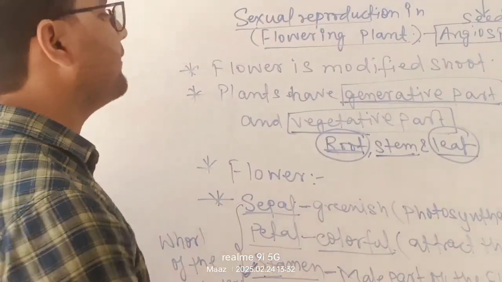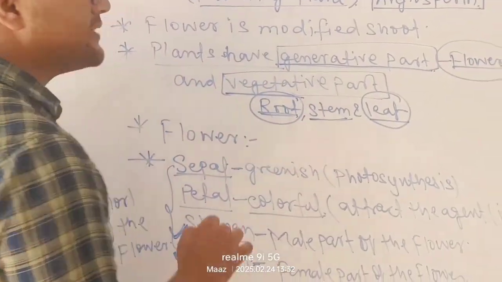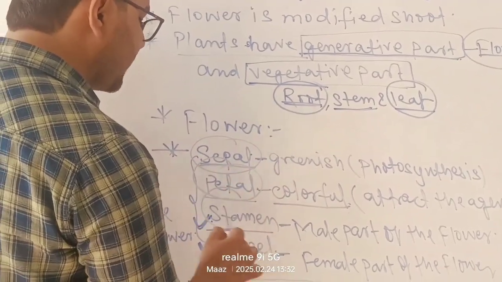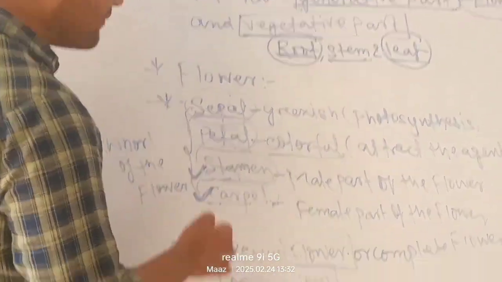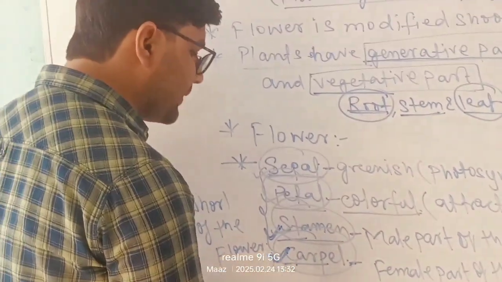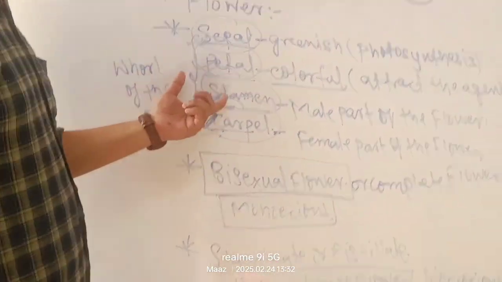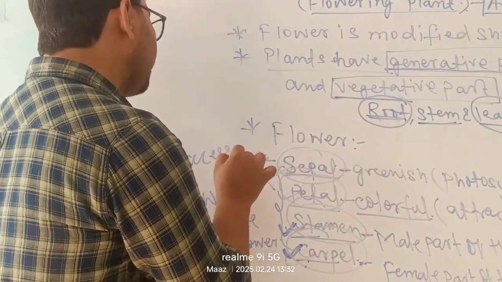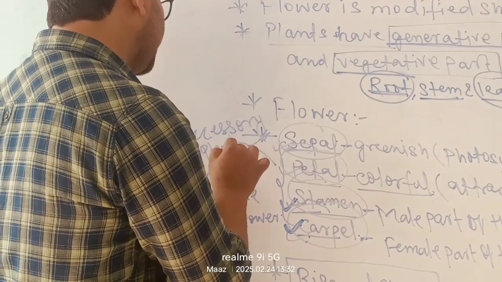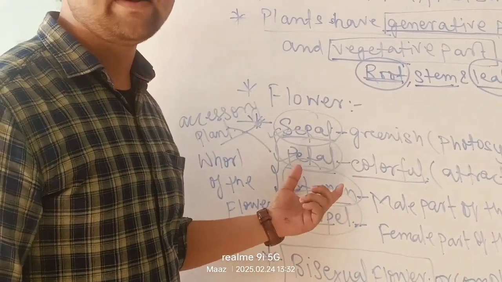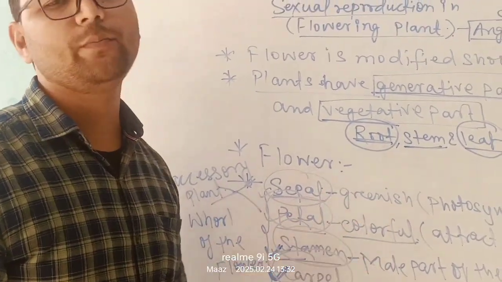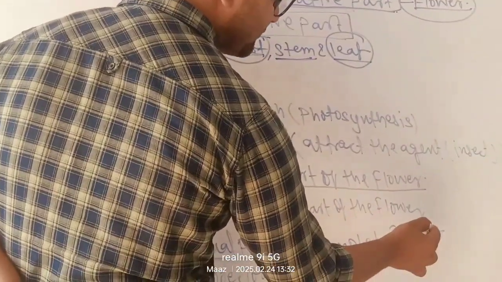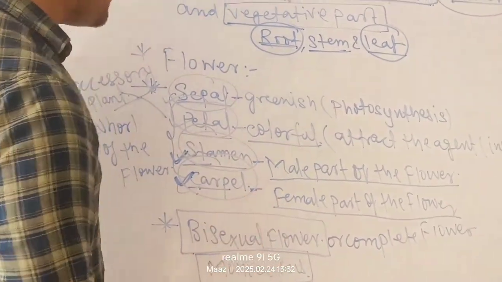Now, what is the flower? The flower is the generative part of the plant in which sexual reproduction occurs, and it has organs called floral organs or whorls of the flower. If the flower has all the parts, sepal, petal, stamen and carpel, it is called bisexual. Sepal and petal are the accessory parts. If the flower has a stamen or carpel, the flower can complete its reproduction. If the flower didn't have a stamen or carpel, reproduction won't occur, because in the male part the male gamete forms, and in the female part the female gamete forms.